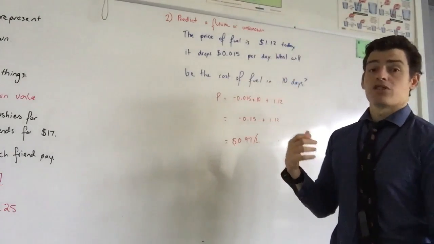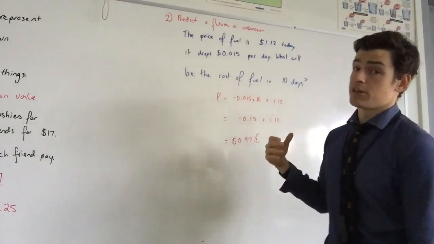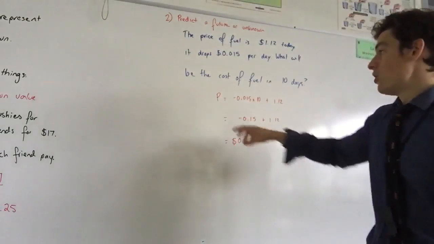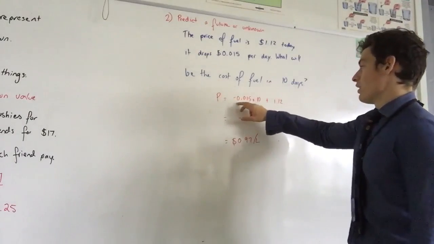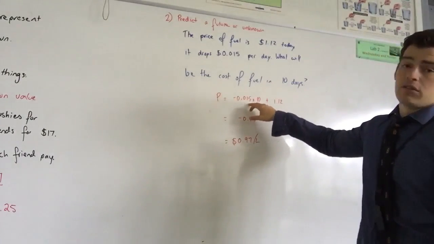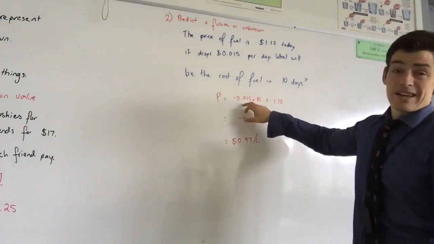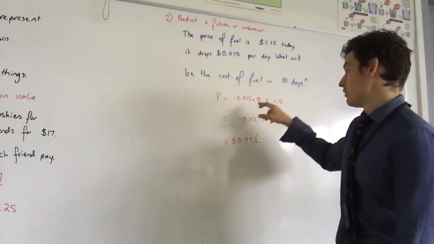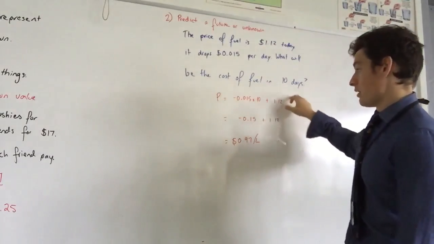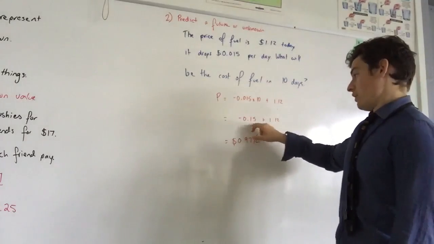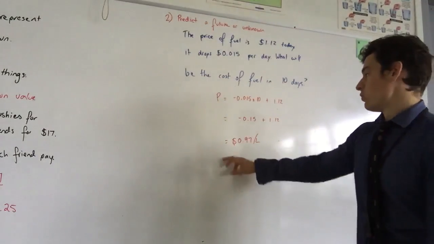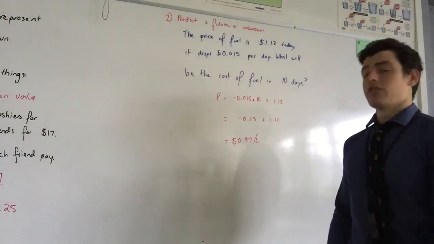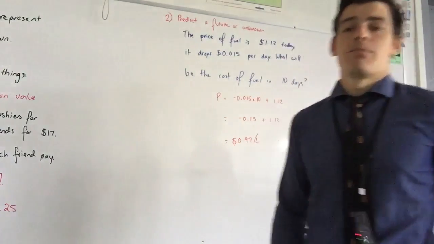In that situation, it's a y equals mx plus c, for those of us who are super aware. I'm just going to let the price of fuel equal P. P equals negative 0.015, sorry, it's negative because the price is decreasing, times 10 days plus our original amount, $1.12, which becomes negative 0.15 plus 1.12, which gives us 0.97 or 97 cents per litre.